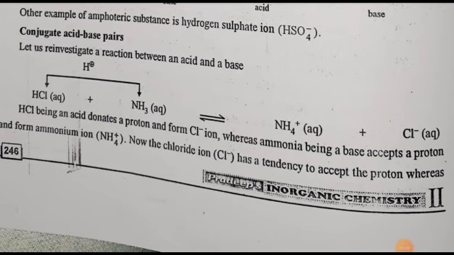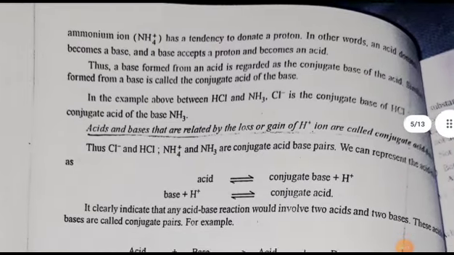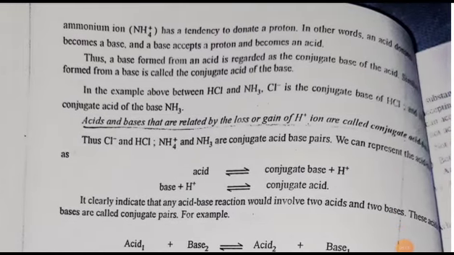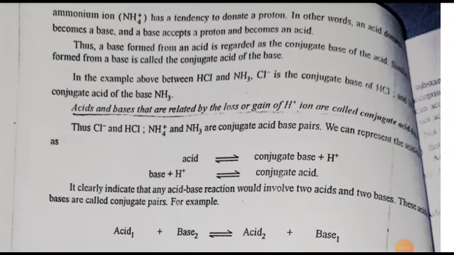Conjugate acid-base pairs. HCl, being an acid, donates a proton to form Cl negative ion, whereas ammonia, being a base, accepts a proton and forms ammonium ion. Now the chloride ion has a tendency to accept the proton, whereas ammonium ion has a tendency to donate a proton. In other words, an acid that donates the proton becomes a base, and a base that accepts a proton becomes an acid. Thus, a base formed from the acid is regarded as the conjugate base of the acid.